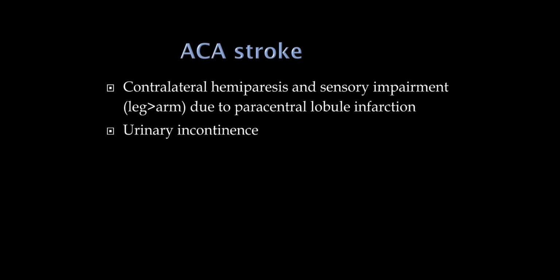Now, an anterior cerebral artery stroke, since it involves the midline and the paracentral lobule, the weakness and sensory loss is mainly in the leg, much more than the arm. So it's motor and sensory loss in the leg, and they also have urinary incontinence because bowel and bladder function is mediated by this area.